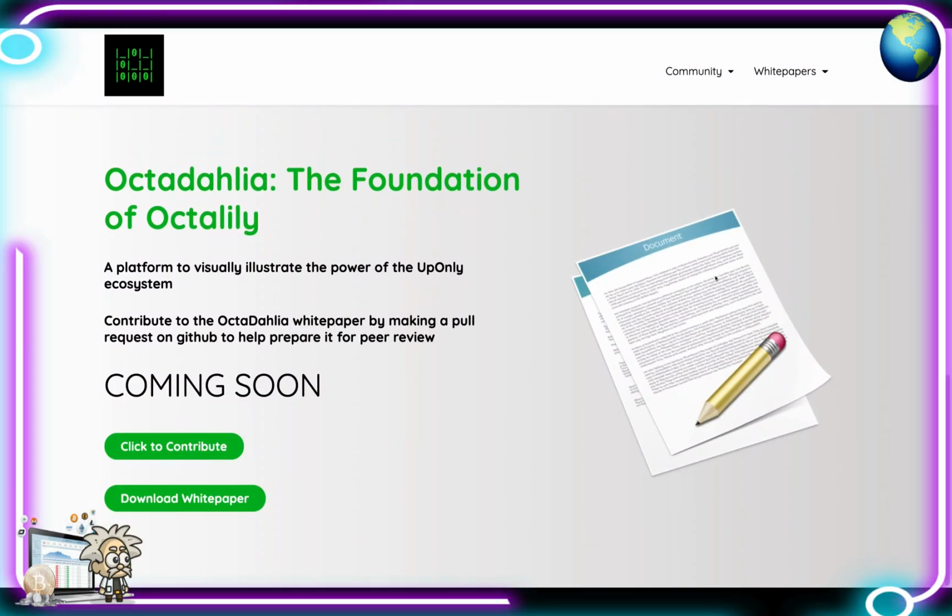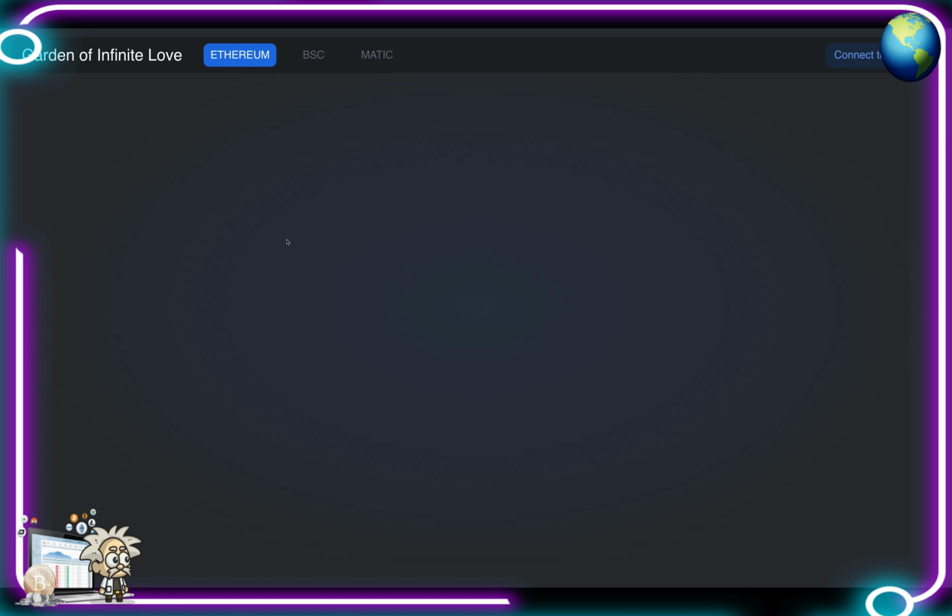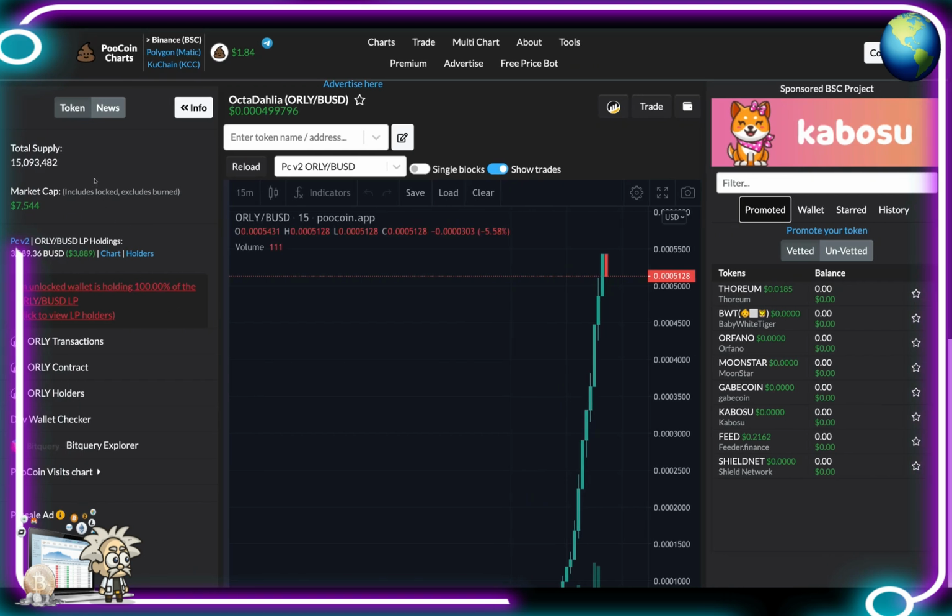This platform, guys, is the foundation of Octalily, the platform to visualize and illustrate the power of the up-only ecosystem and contribute to the Octadahlia white paper by making a pull request on GitHub to help prepare it for peer review. Here's Octalily, guys, which is what they're referring to as the visual and chart representation. Sliding over to PooCoin here, guys, we have the beta test of the system. There's going to be a brand new chart coming out for the actual launch, guys, paired with the BUSD pair. Total supply is a little over 15 million. We have their market cap here, their transactions, the contract, the holders, etc.